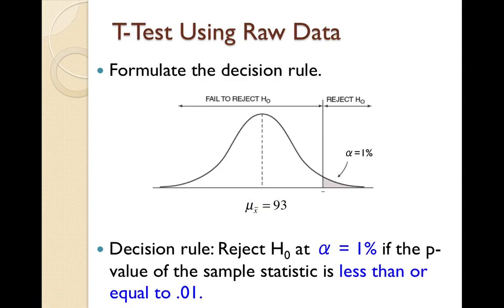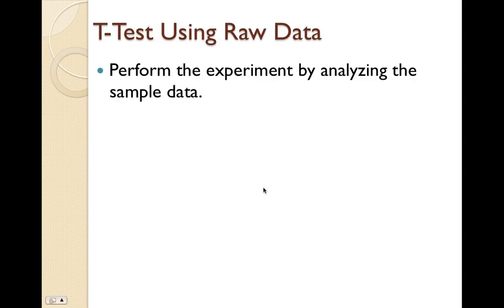So our decision rule has been the same every single time. The only thing that changes is whether or not you're using an alpha of 1% or an alpha of 5%. But other than that, the decision is always going to be to reject the null hypothesis if the p-value is smaller than alpha. Okay, a small p-value indicates that the sample statistic x bar is far away from the center of the distribution.